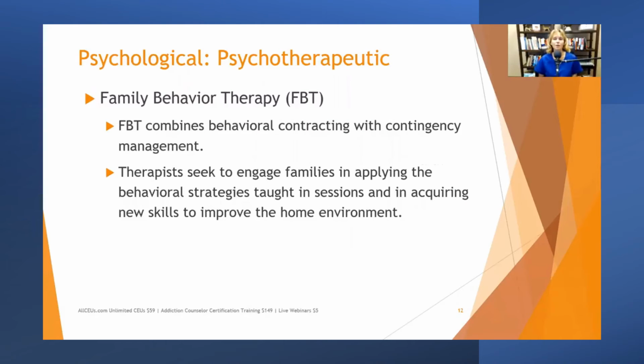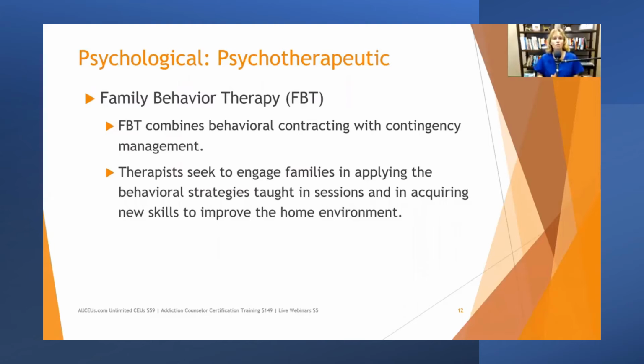Family behavior therapy combines behavioral contracting with contingency management. So you have the patient who says, I'm going to stay clean and sober. I'm going to start doing these positive health behaviors, and so on. Makes the contract. And then you have the family member who is going to basically be the holder of that contract. And when things go well, there are going to be contingencies that are applied, either additional privileges or rewards or whatever the case may be, whatever that person decides.